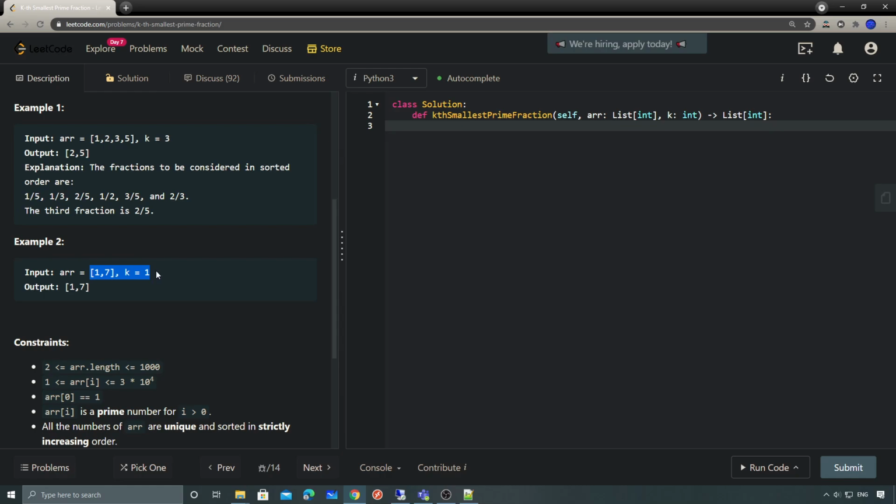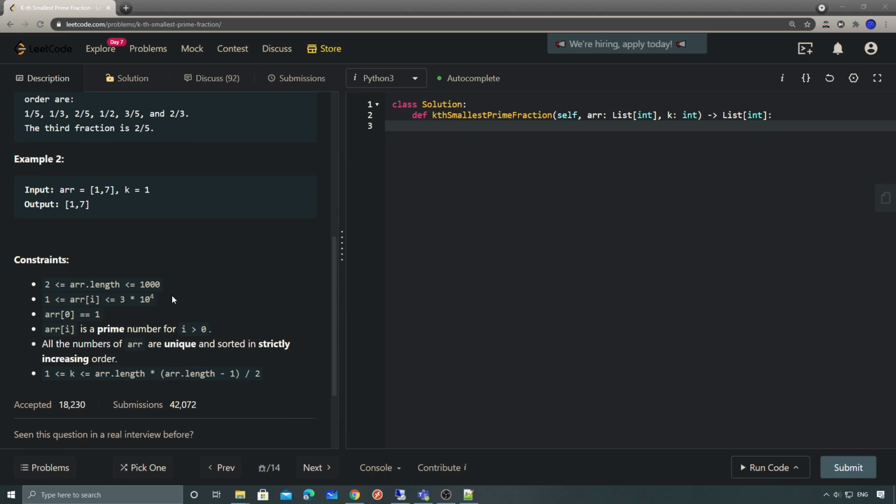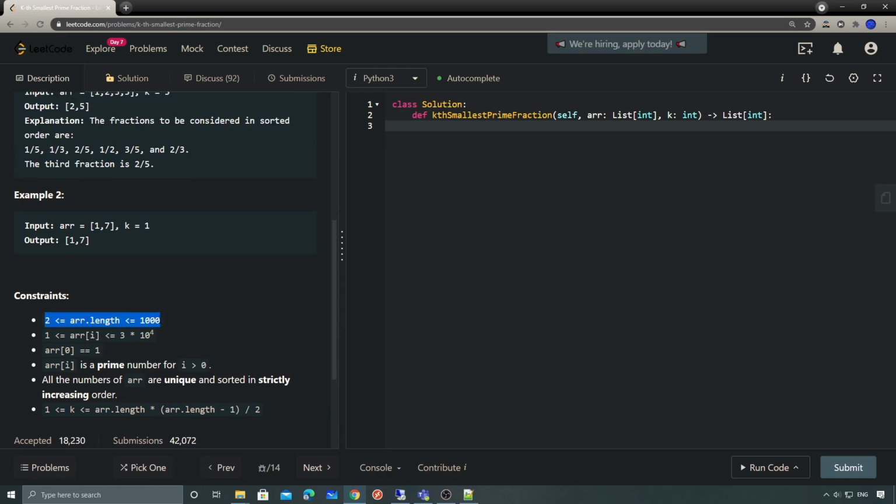In example 2, since there are only two numbers in the array, the answer is 1, 7. And here are the constraints. The array length is up to 1,000, which is actually not that big, and it's also guaranteed that k is valid. So k will not be greater than the total number of fractions. And all the numbers of the array are unique and sorted in strictly increasing order.